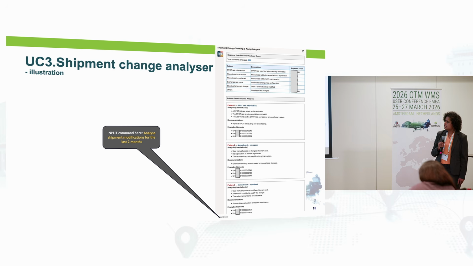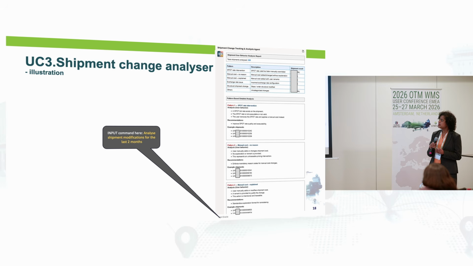And this is what you can ask as a user. Just ask, analyze the shipment modifications for the last 2 months or 6 months or 1 year. I know many of you know that the audit history wipes away after 1 month. We have a brilliant idea to download and store it somewhere. So the agent would look into the stored data and come up with this recommendation.